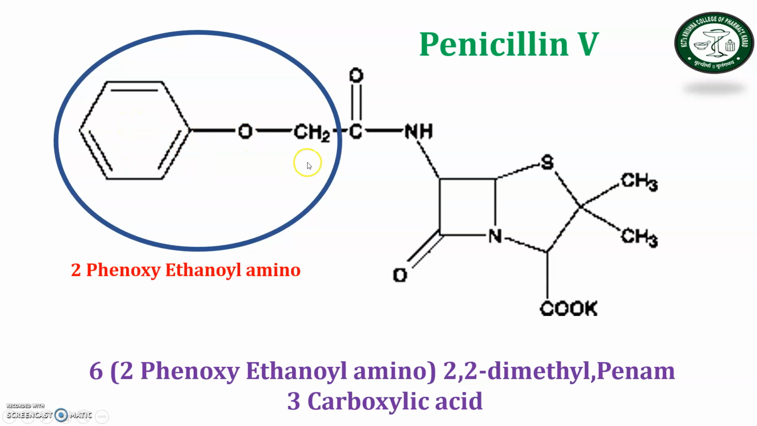2-phenoxy is the basic nucleus, and there is the presence of an acetyl amino group, that is C double bond O, CH2 and NH, which indicates the acetyl group and amino group. And there is the presence of 2,2-dimethyl at carbon number 2 and number 3 containing COOH, that is, carboxylic acid. The basic nucleus is the same. So the chemical name here, prepare for your exam, is very important.